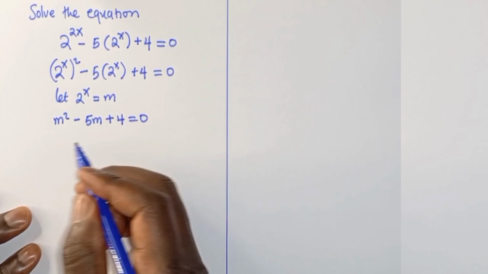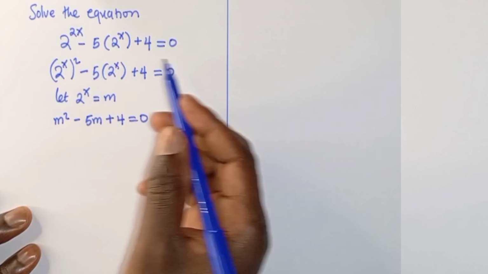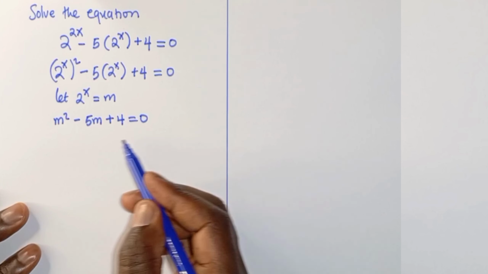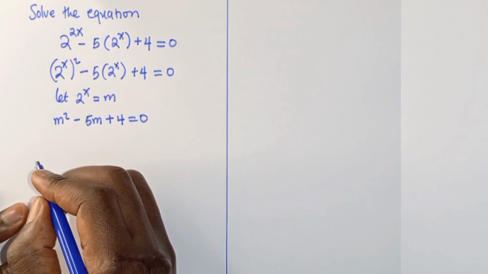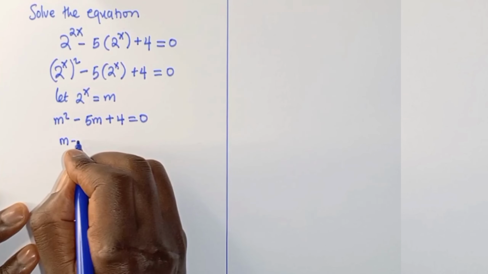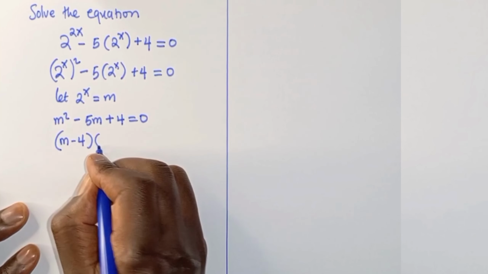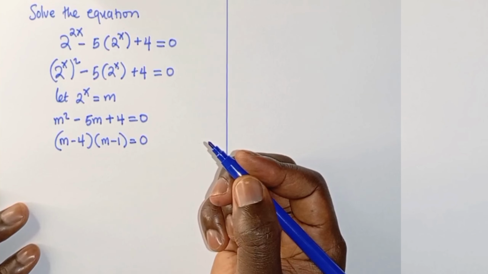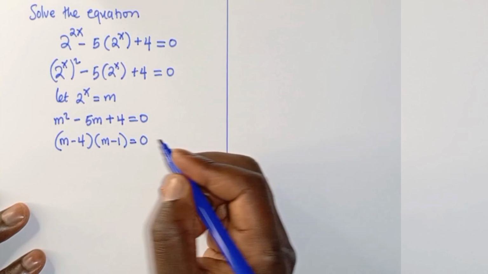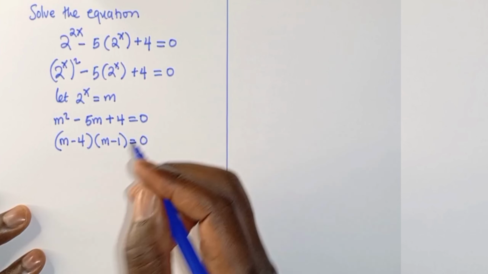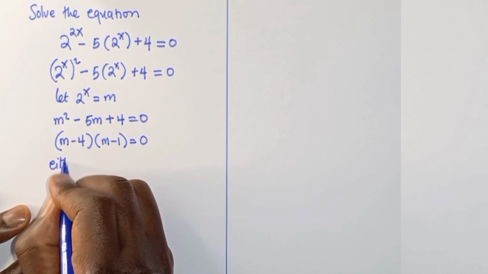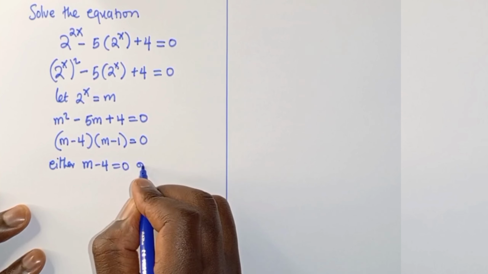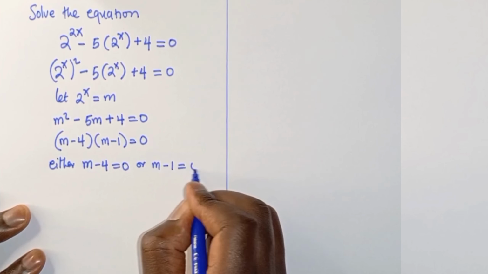Now it has reduced to a quadratic, as you can see, from something that looked very hard to something that is simple now. And then we can solve it using all methods possible that you may know, so you can have (m minus 4) into (m minus 1) is equal to 0. This is when you have used factorization. However, you can use completing squares and quadratic formula. Then we can say either m minus 4 is equal to 0 or m minus 1 is equal to 0.